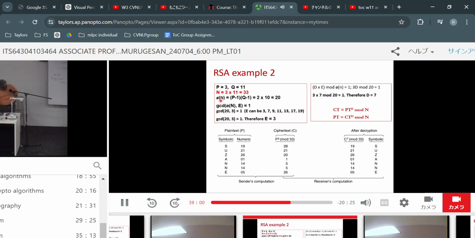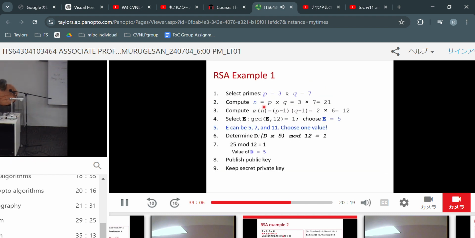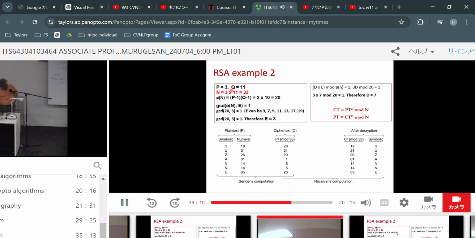Then we calculate phi of n. I'm just strictly following the sequence. Phi of n is equal to (p minus 1) times (q minus 1). P is 3, so 3 minus 1 is 2. Q is 11, so 11 minus 1 is 10. So 2 times 10 is 20.